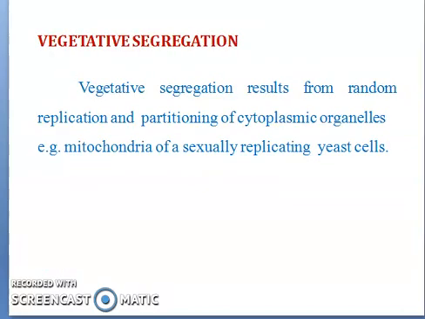Vegetative segregation. This results from random replication and partitioning of the cytoplasmic organelles. An example of this is seen in the mitochondria of asexually replicating yeast cells. Segregation means the random distribution of cytoplasmic organelles takes place during vegetative reproduction, such as budding in yeast cells.